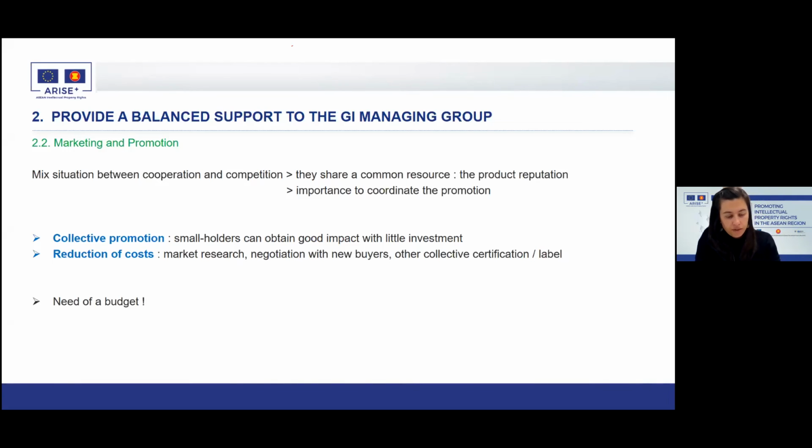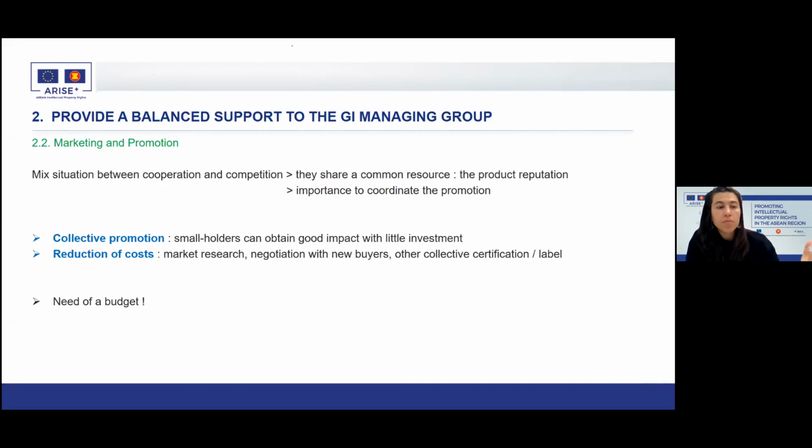Doing a collective promotion will have at least two positive effects. First, it will be an opportunity for smallholders to obtain a very good impact with little investment. We had a question yesterday about the positive effect of GIs for very small holders. This is part of the answer. You do not make the promotion for yourself, you participate in collective promotion.